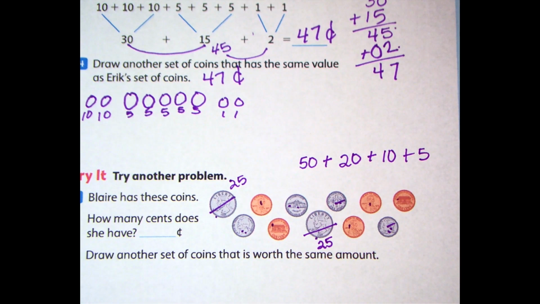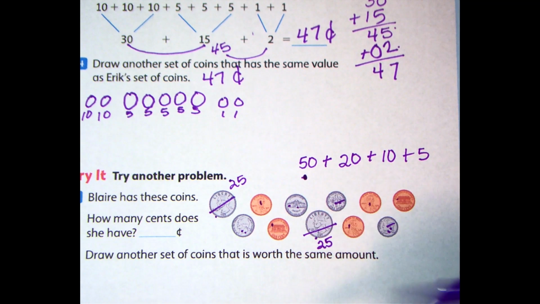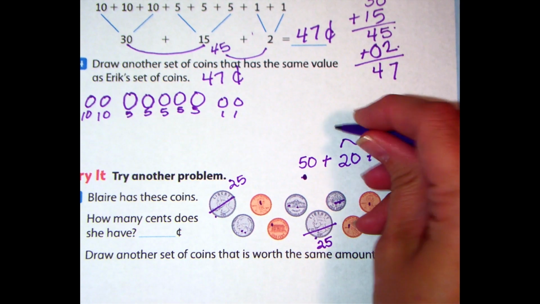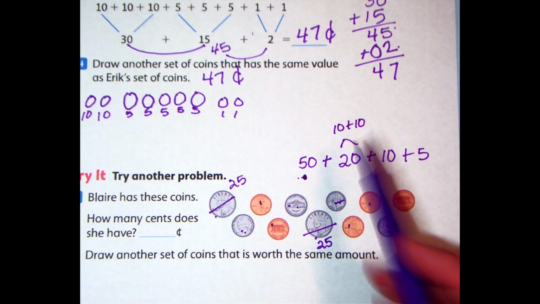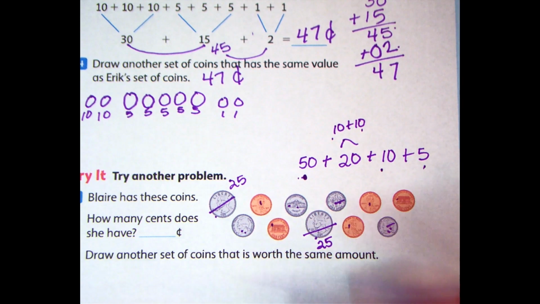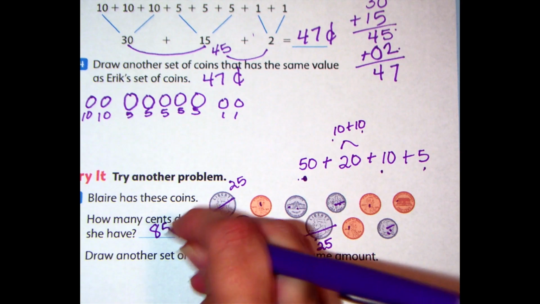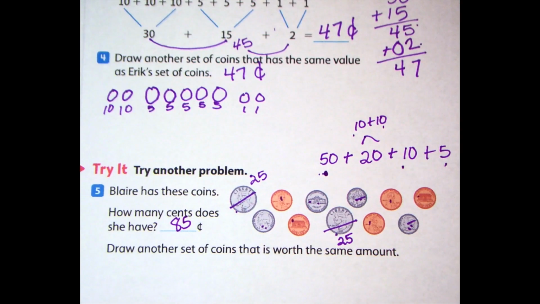Now, all I have to do is add up my numbers. Okay, so I have 50. And then I had 2 dimes, so here that was 10 plus 10. So that's 50, 60, 70, 80, and 85 cents. And they already wrote our symbol for us, so we don't have to worry about writing 85 cents.